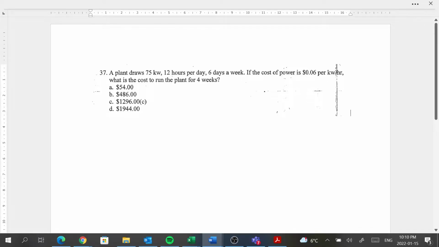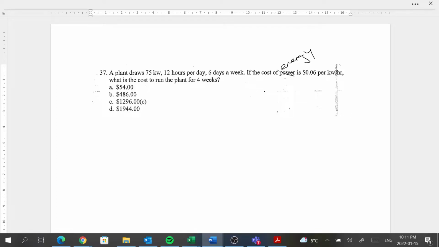Question 37 reads, the plant draws 75 kilowatts. So that's power. 12 hours per day, 6 days a week. If the cost of power is 6 cents per kilowatt hour, and you know what? This might be better referred to as energy. What is the cost to run the plant for 4 weeks?